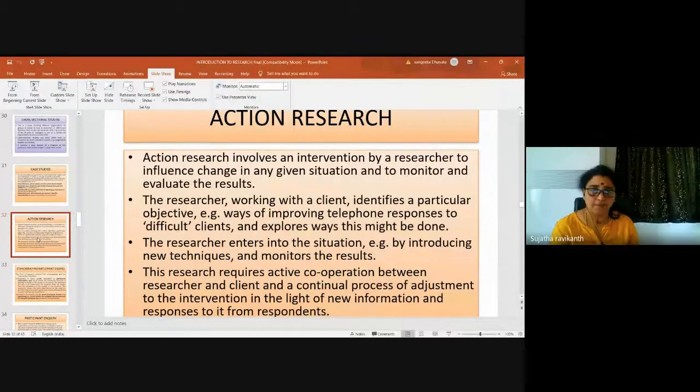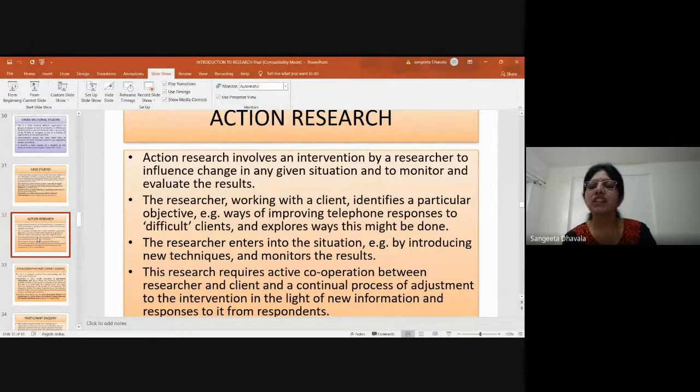Okay, so what could be the intervention here? Awareness programs by the researcher can be the intervention. Right. Then you will evaluate the results. If you have provided knowledge to the patients, how has this knowledge helped them? Are they going in for regular checkups or not?